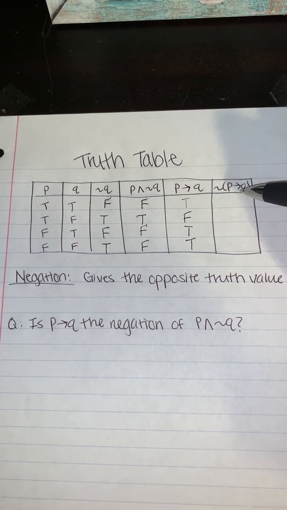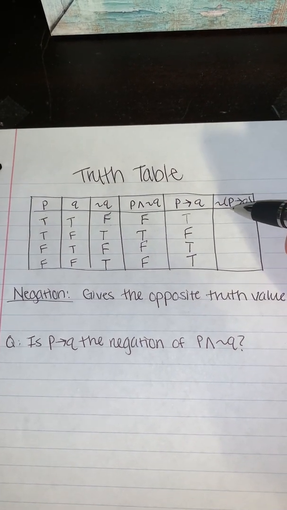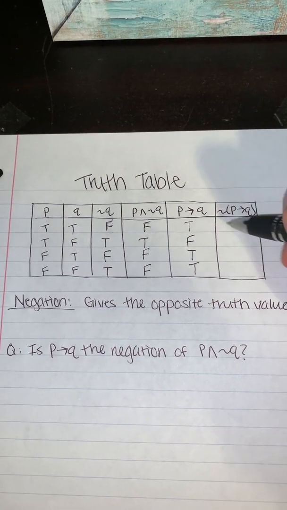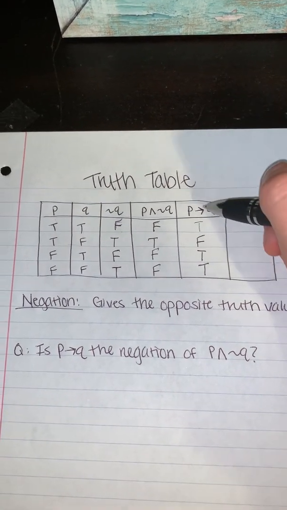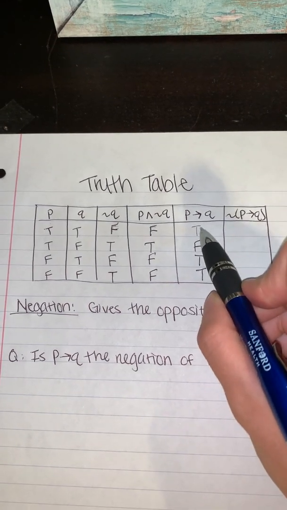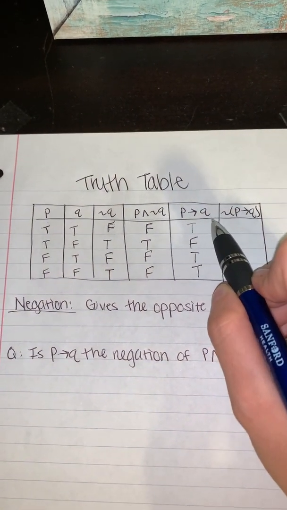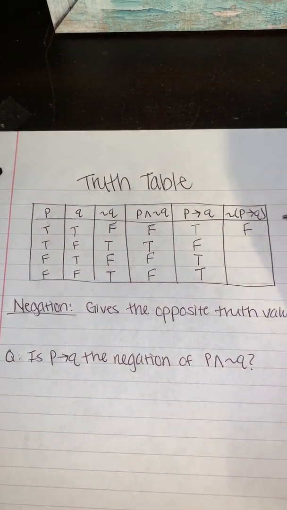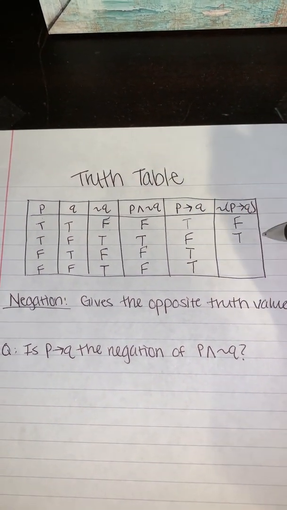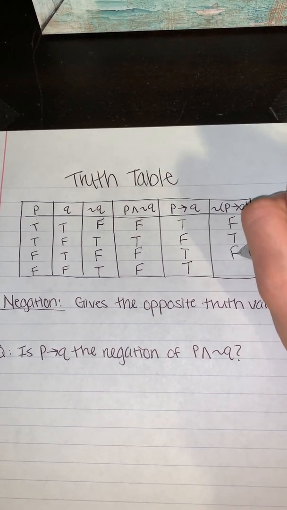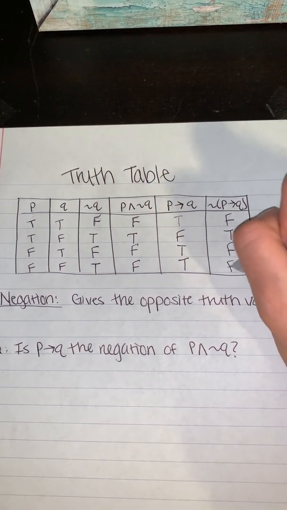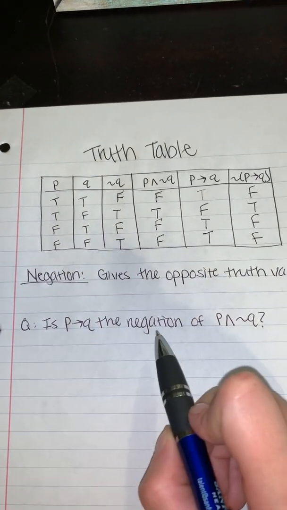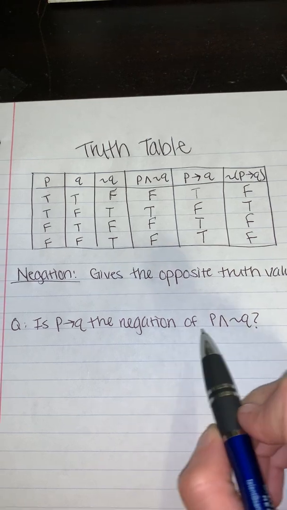In our last column here, we're looking for the negation of P then Q. So to find the negation of P then Q, remember it's just the opposite. So right here we can actually just look at this column and decide what the opposite of those is. So opposite of true is false, opposite of false is true, opposite of true is false, and opposite of true is false.